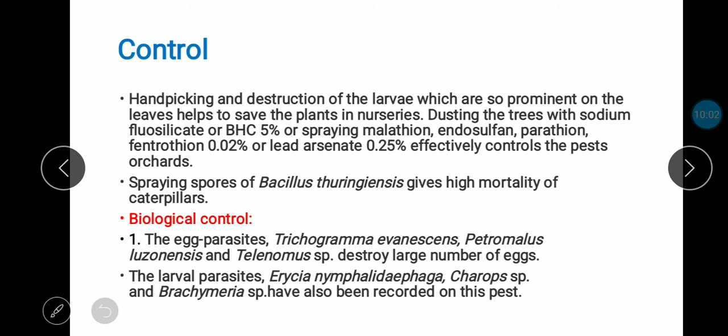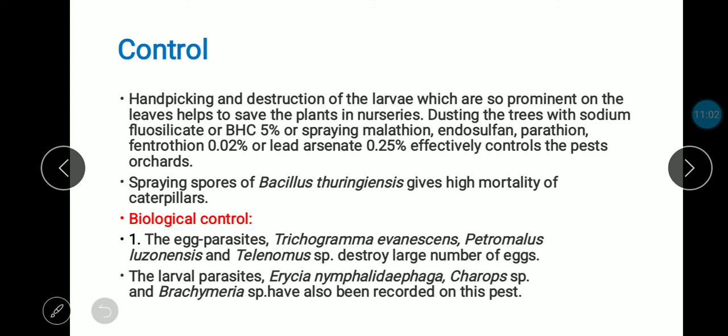First is mechanical control. Hand picking and destruction of larvae, which are prominent on the leaves, helps to save the plants in nurseries. Then chemical control: dusting the trees with sodium fluosilicate or BHC 5%, or spraying malathion, endosulfan, parathion, phenthoate 0.02% or lead arsenate 0.25% effectively controls the pest. Spraying the spores of Bacillus thuringiensis gives a high mortality of caterpillars. This is biological control.